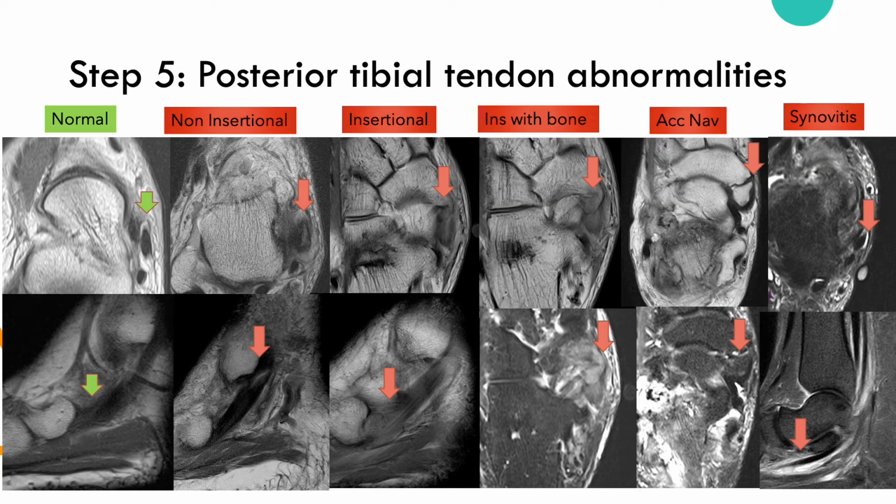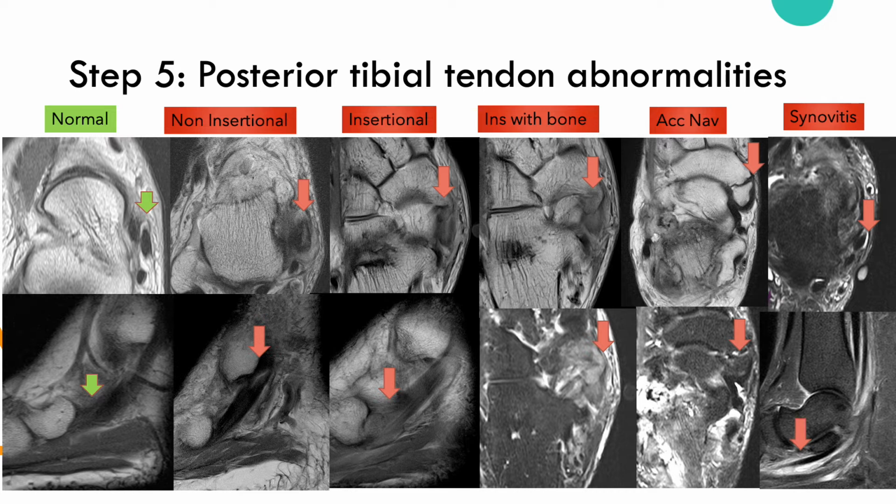Now, the last thing that we're going to look at is the posterior tibial tendon, and you can see as there is increased loading with the posterior tibial tendon. Here I've demonstrated two images on the left, which show you the normal posterior tibial tendon on the axial and sagittal images. In the next image, you can see how there is a non-insertional split within the tendon. In the next one over, you can see how there is an insertional signal abnormality within the tendon, so a small partial tear or tendinosis at the distal insertion site.